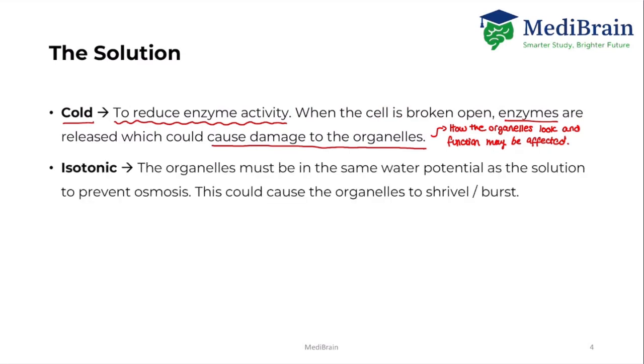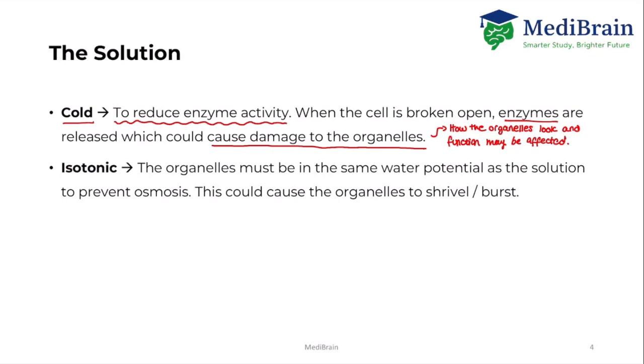The second thing is that it must be isotonic. Now isotonic you've probably seen before. Isotonic means the same water potential. Hypertonic means that there are too many solutes, so a lower water potential, and hypotonic means the water potential is high. There are fewer solutes and the water potential is high. So isotonic, the organelles must be in the same water potential as the solution. This solution that we mix it in must have the same water potential as the organelles.